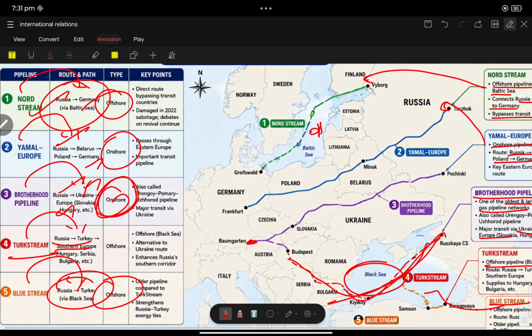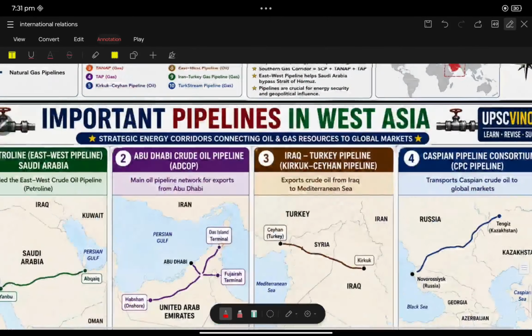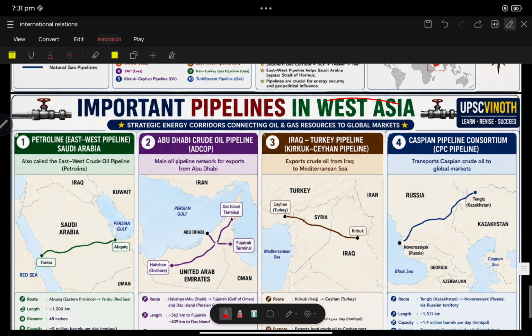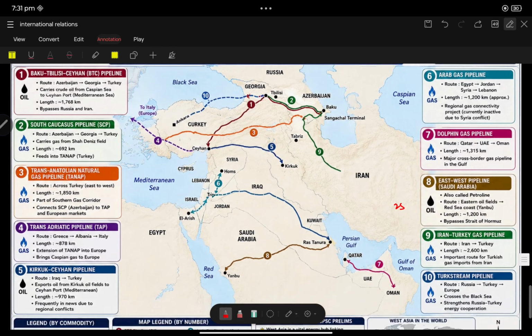Now, these are all important for this year's prelims. Fine. Coming to the pipelines in West Asia. We saw the ports in West Asia. Now we are coming to pipelines in West Asia.